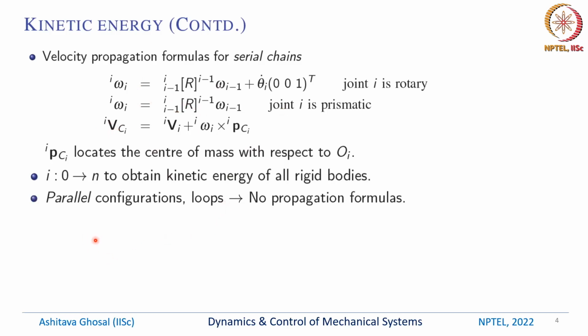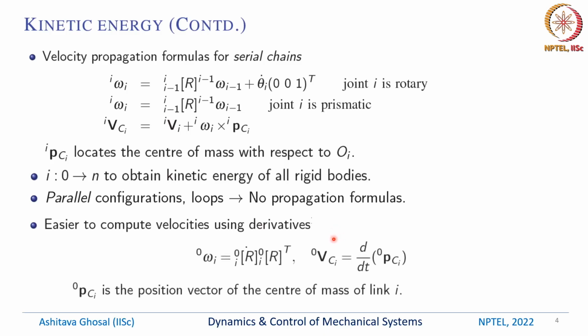If you have parallel chains or configurations with loops, then no such propagation formulas can be used. Okay, so in that case, we go back to our basic definition of velocity, which is in terms of derivatives of the position vector or derivatives of the rotation matrix, and then we can obtain the angular velocity of any link in a parallel chain as R dot R transpose. Okay, this 0 means it is with respect to the reference coordinate system or the fixed coordinate system.